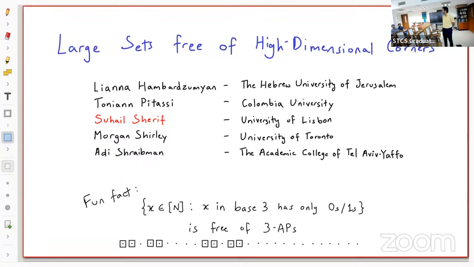Anyway, Suhail is a past PhD student of ours, and he works in computational complexity theory, mostly in communication complexity, but now I see he's doing high-dimensional combinatorics. Yeah, he will say some interesting stuff. Over to you, Suhail.